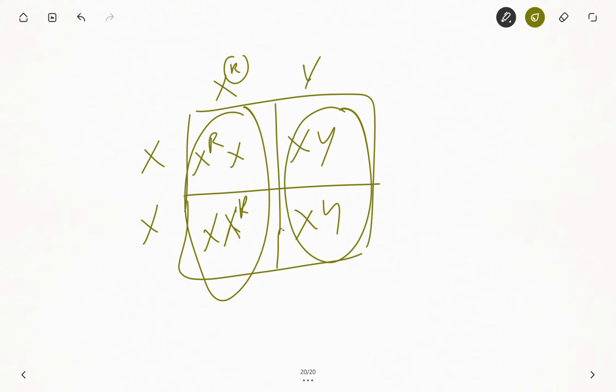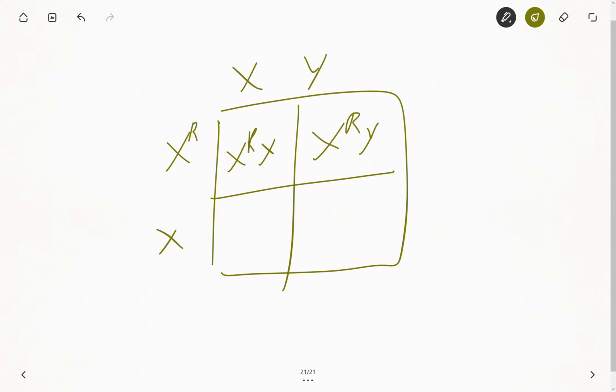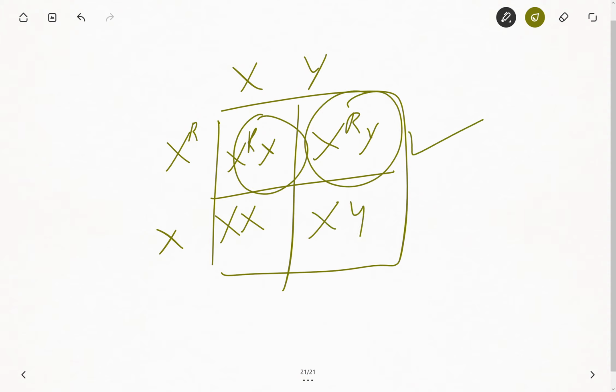Okay, what happens if the female is affected? If the female is affected, the male is all okay, but the female is affected, so we will get this combination. So 50% of the sons will be affected and 50% of the daughters will be affected.